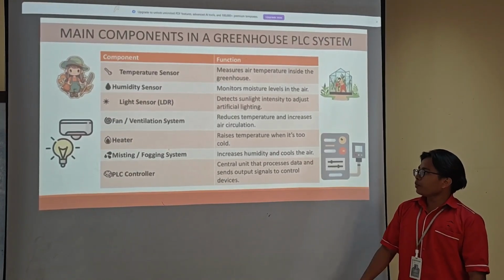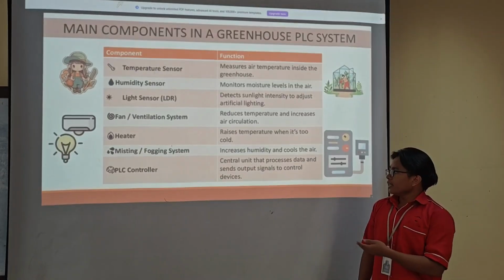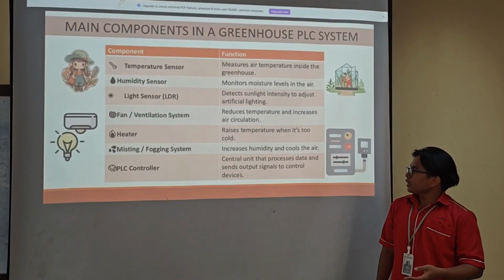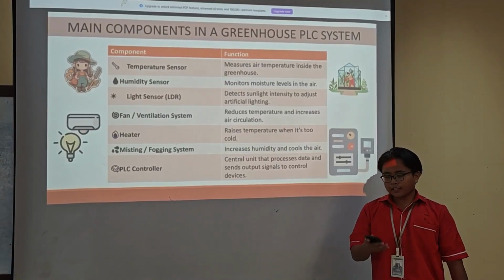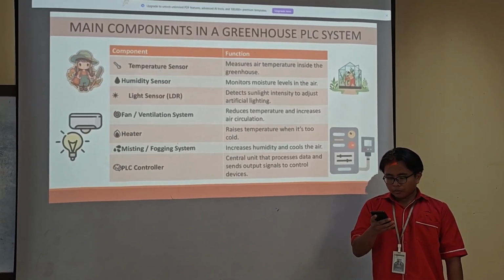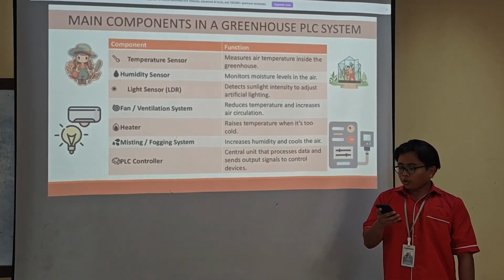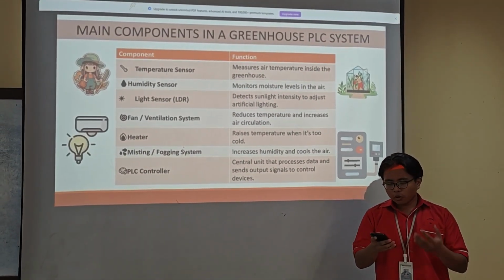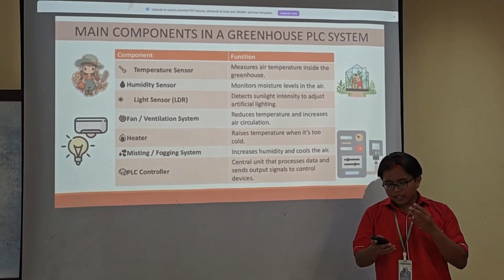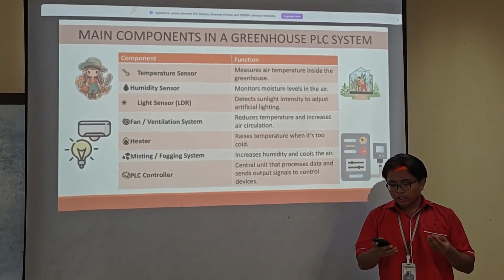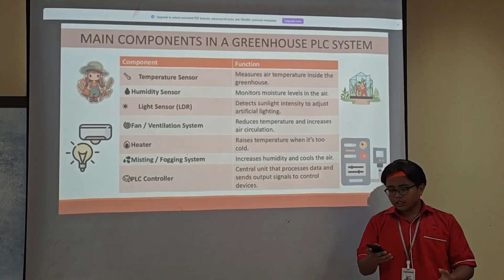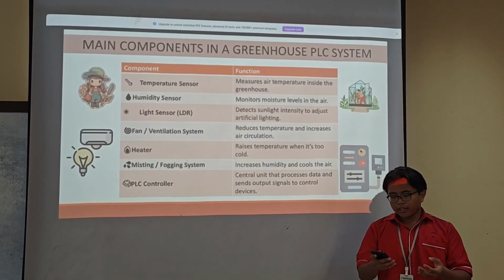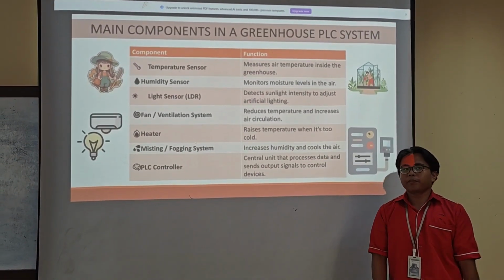And lastly is the PLC controller. The function is a central unit that processes data and sends output signals to control devices. The PLC receives all sensor data, processes it using program logic like ladder diagram or structured text, and sends signals to control devices like the fan, heater or misting. It's like the brain of the system.